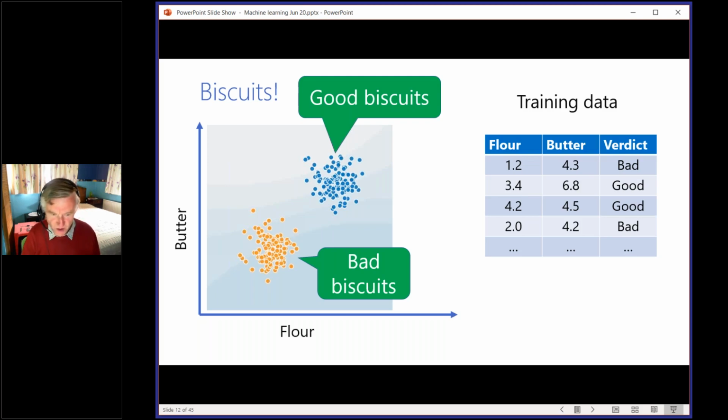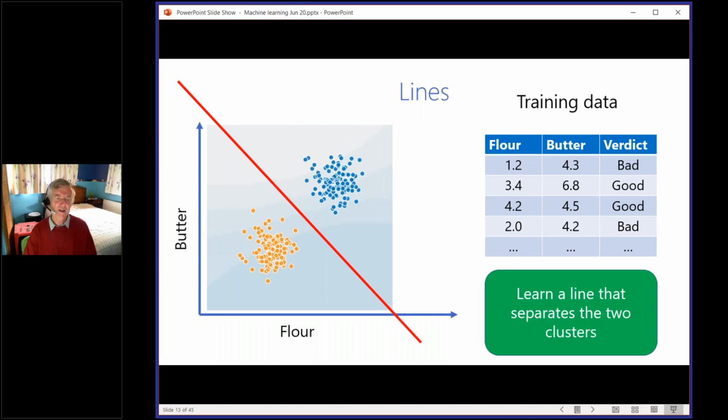So I'm going to experiment on my children, make lots of biscuits, and then hopefully get a scatter plot like this. Now, if I had a scatter plot like this, how might I then make a recognizer that given a new amount, a new XY pair, would tell me whether it was good or bad? Well, one way to do it would be to draw a line that separates them, right?